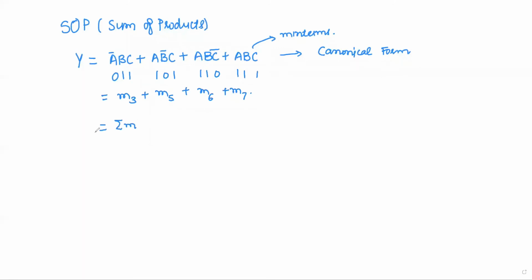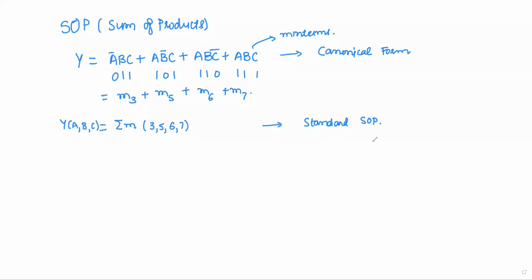And in some books, the other convention which is being used is like this: sigma m of 3, 5, 6, and 7. So this particular form is called standard SOP. So here you can find that this is your canonical form. These are called minterms. This is called standard sum of products.